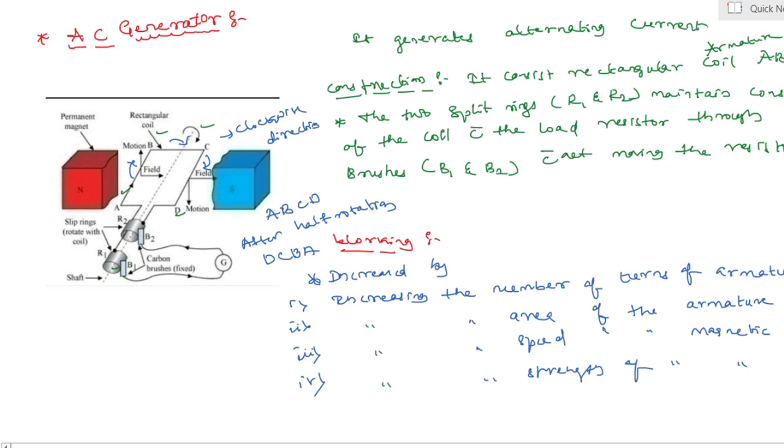Yes, my dear students, the magnitude of induced EMF, it means electromotive force, in a generator can be increased by increasing the number of turns of armature. Second, increasing the area of armature. Third one, increasing the speed of a magnetic field, and fourth one, increasing the strength of a magnetic field.